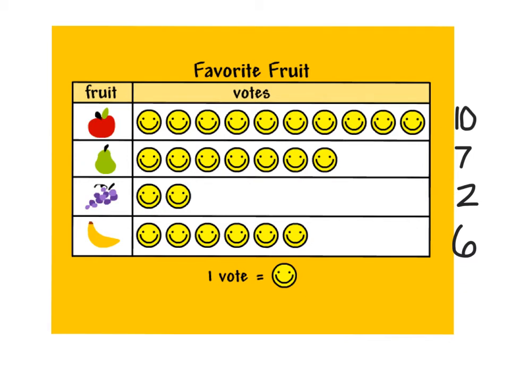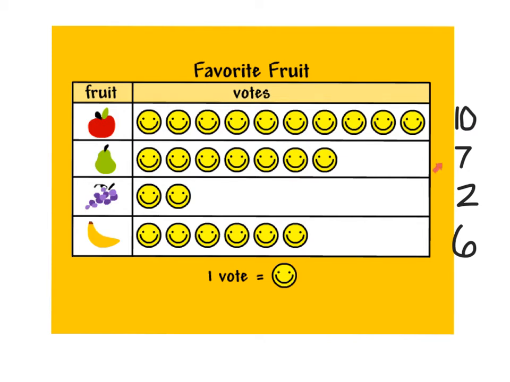Now, if I ask a question like this, and I don't want you to say it out loud, did more people choose pears or bananas? Don't say it out loud. I want you to look at those. Get the answer in your head and ready. Did more people choose pears or bananas as their favorite fruit? Get that in your head. Which one did more people choose?